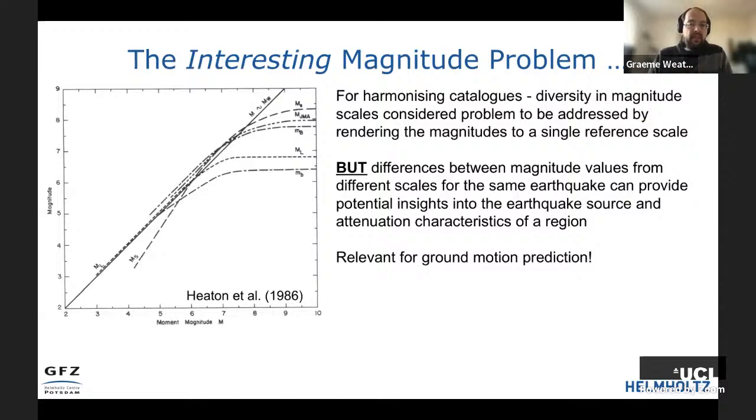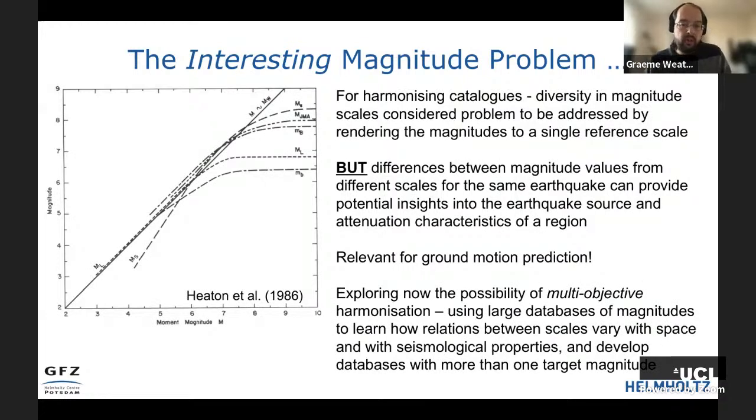But so far, I've presented this magnitude conversion issue as a problem. So if harmonizing catalogs is our main target, this diversity in scales is a problem that we want to address by rendering into a common reference scale. But from a scientific point of view, it's important to recognize that differences between different magnitude values for the same earthquakes can actually provide some insights into the earthquake source and the potential attenuation characteristics of the region. So every magnitude estimate actually contains a little bit of information about the source that helps us understand a little bit more about what's going on in the earthquake. And this is relevant for ground motion prediction. It's not information that we just want to always discard.